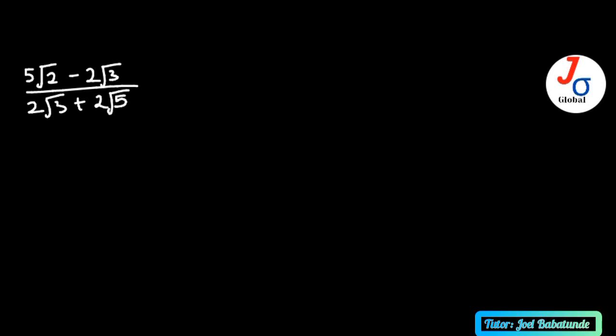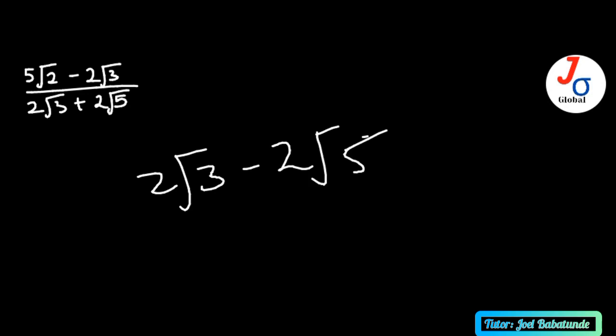So you have this question: 5 root 2 minus 2 root 3 over 2 root 3 plus 2 root 5. So you can pause the video and try to lay your hands on this. Alright, assuming you have done that, what's the conjugate of the denominator? It's 2 root 3 minus 2 root 5. So that's the conjugate of the denominator. So we're going to be doing that.